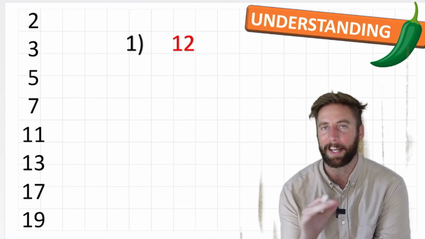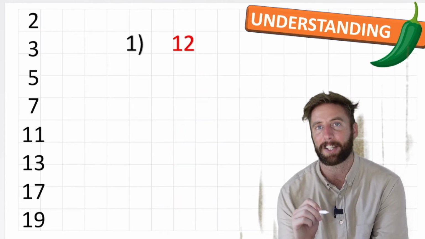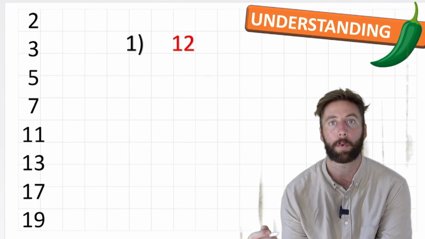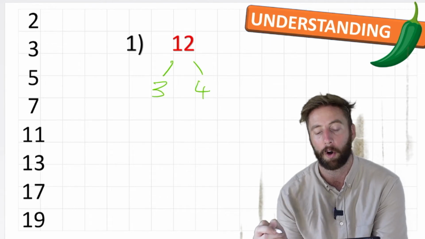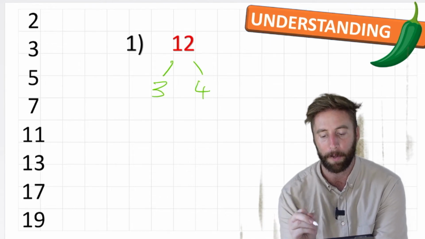But wait a minute, I can hear some of you asking, what if we didn't start with 2 times 6? What if we started with another factor pair of 12? What if we started with, let's say, 3 and 4? Because 3 and 4 equal 12. Well, let's see what happens.